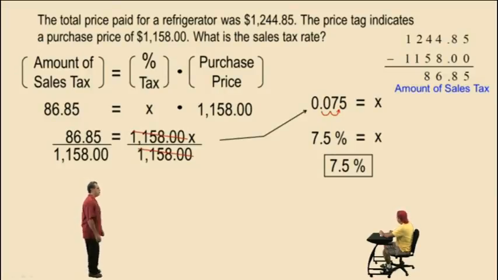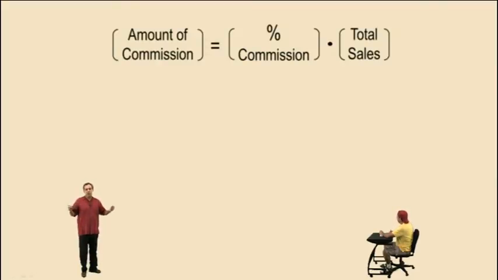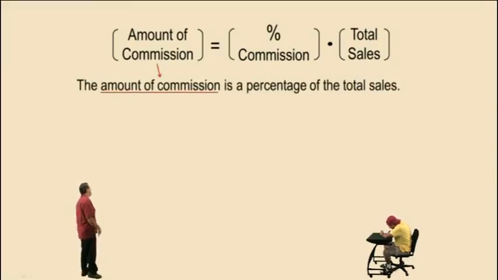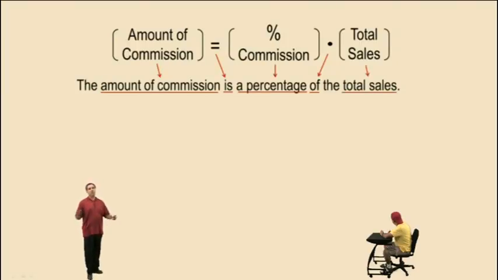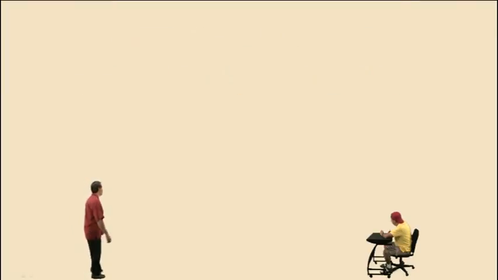Now let's look at commission problems. Again, we're going to keep our general structure. To calculate the amount of commission, you simply multiply the percent commission times the total sales. That's it. It's basically a portion equals a percent times a total. The amount of commission is a percentage of the total sales, and that's it. Now let's put this one to work.